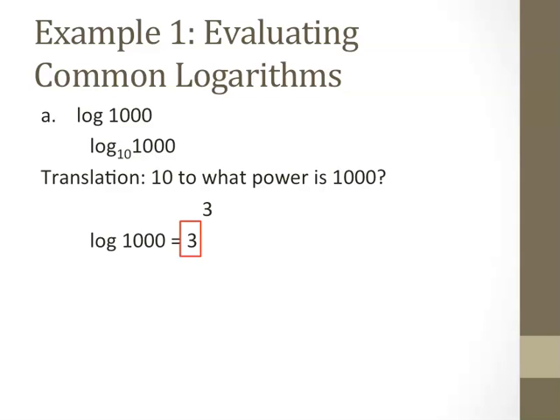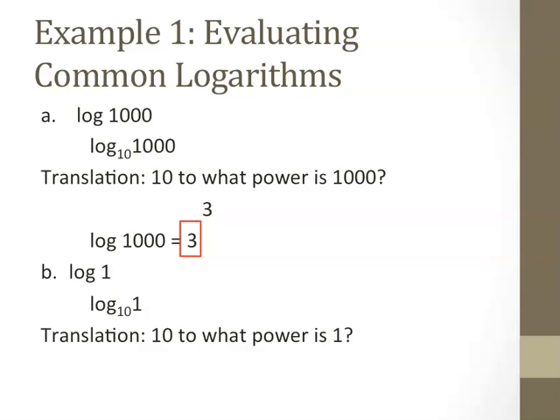Okay, let's look at the second one. Log of 1. So again, if it helps you, write the 10 in. And also, if it helps you, try translating it into words. So 10 to what power is equal to 1? Okay, in this case, 10 to what is equal to 1? Well, 10 to the 0 is equal to 1. So our answer here is going to be 0.